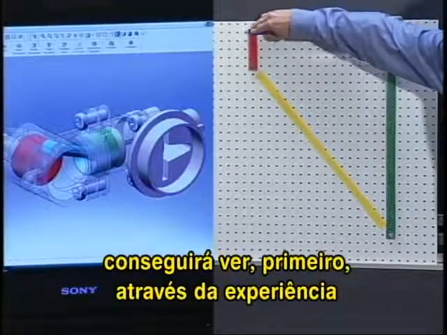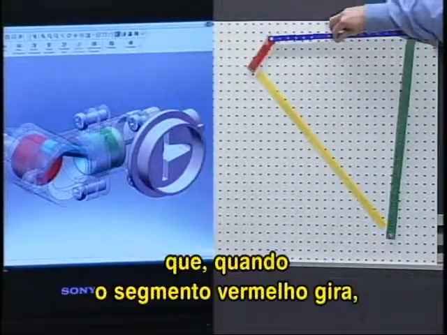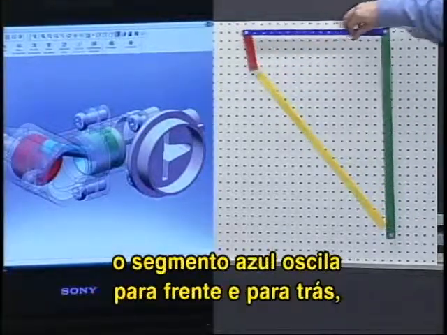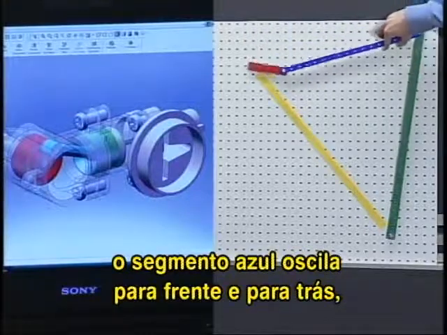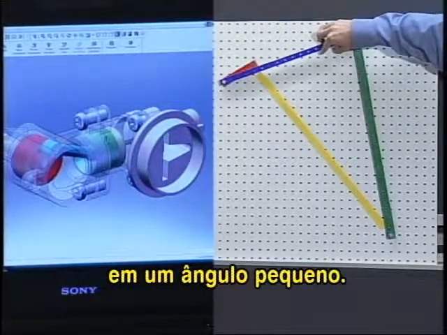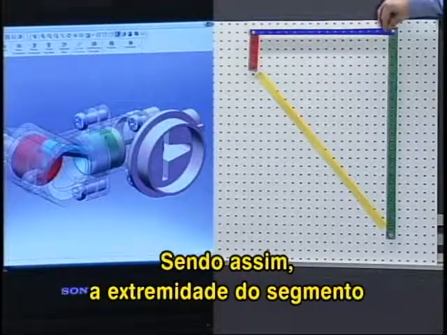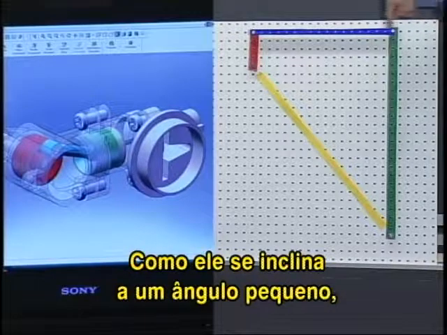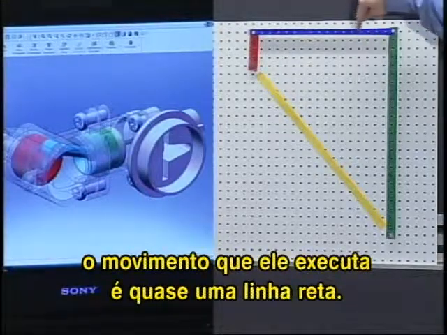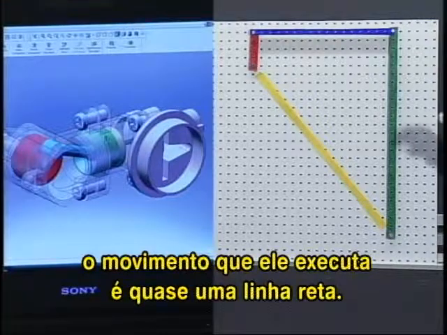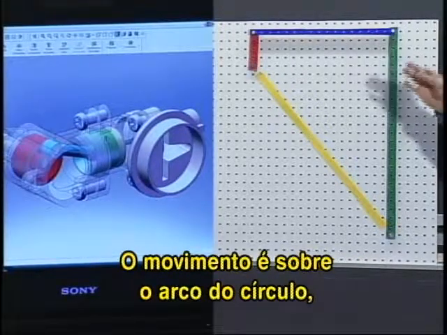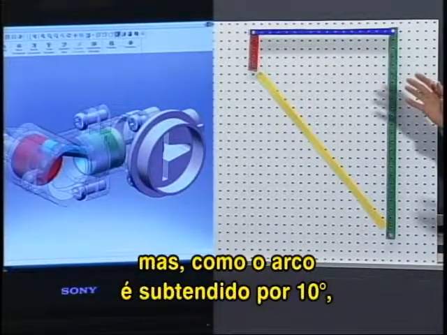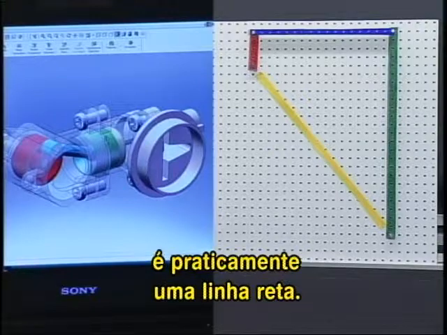Now, if you've built the pegboard, you'll be able to experiment yourself, and what you'll see first of all, directly by experience, is that when the red link goes around and around, the blue link oscillates back and forth just through a small angle, and therefore the end of the link moves back and forth. Because it tilts only by a small angle, the motions it executes are almost a straight line. They're actually motions over the arc of a circle, but because the arc is subtended by maybe just 10 degrees, it's very nearly a straight line.